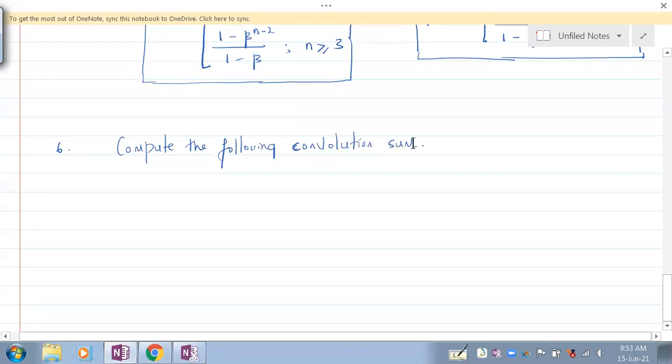Compute the following convolution sum. So what is it that we'll be doing? That is y of n equal to, they have given this to be beta power n u of n convolution sum alpha power n u of n. So these two signals you need to convolve, or obtain the convolution sum for.